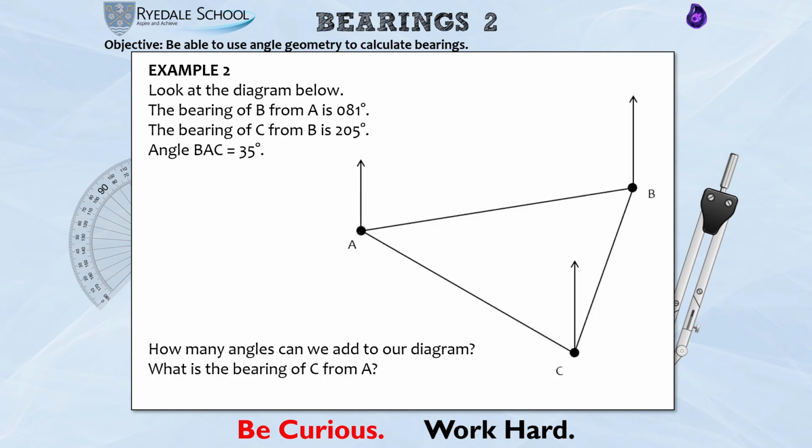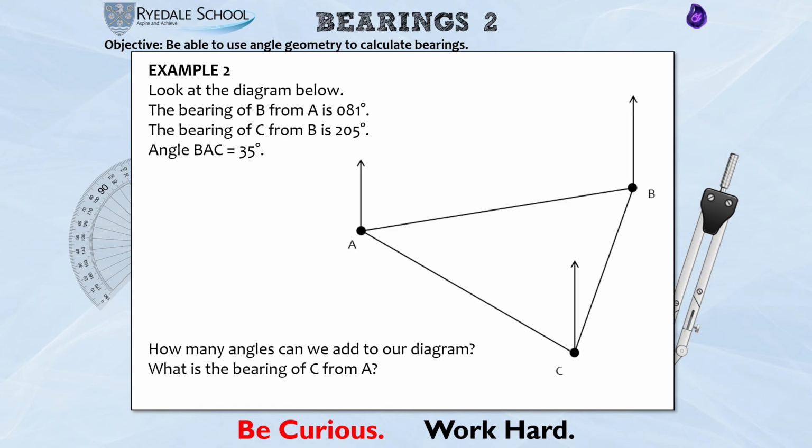For our second example, I'm going to use it as an opportunity to see if we understand the language of a bearing from one place to another. And I'm actually going to see how many angles we can add to this diagram just with the information I've been given. So it says, look at the diagram below. The bearing of B from A is 081. The bearing of C from B is 205. And angle BAC is 35 degrees. I wonder if you could label your diagram and get them in the right place.